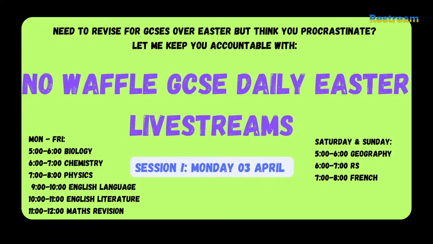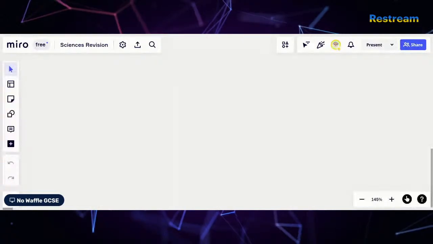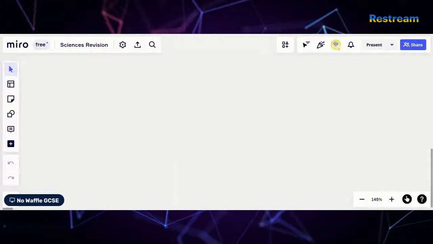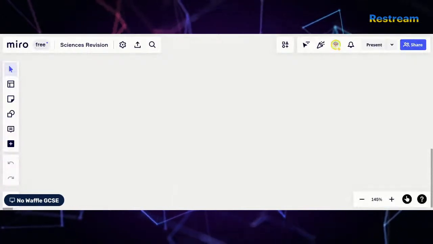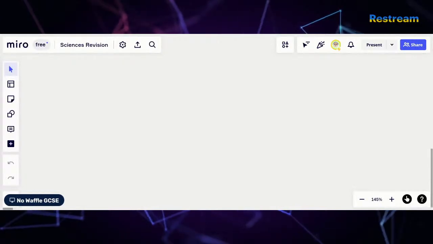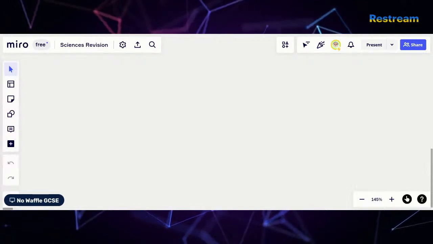So today we're going to be focusing on English language, English literature, and maths revision. So let's get started. From 9 to 10, we're going to be doing English language revision, and in this session we'll be doing Paper 1, Section A. We'll be looking at the assessment objectives, how to answer each question, and then we're going to be looking at practice questions, not necessarily from past papers because I know there are very few, so you probably may have done them already, but from other sources so that we can practice the skills that we learned today. So, as we said, let's get started.